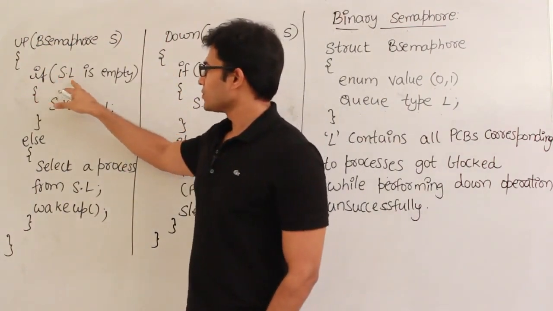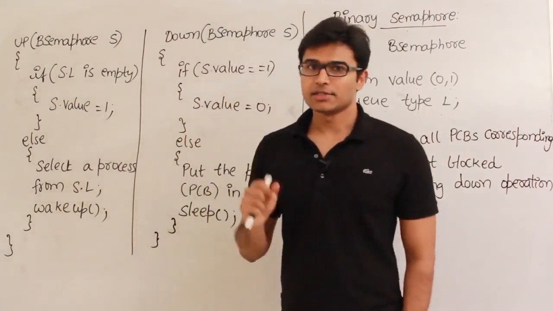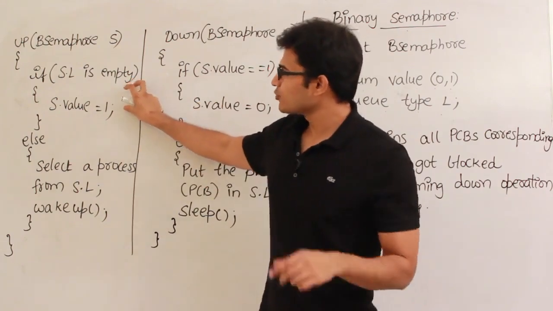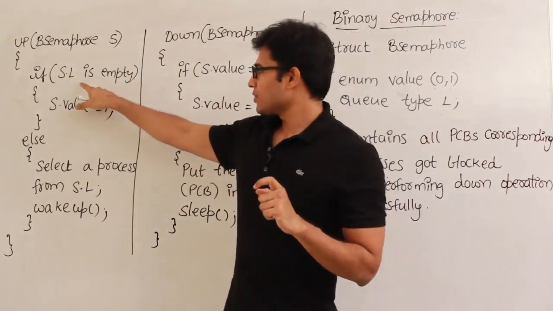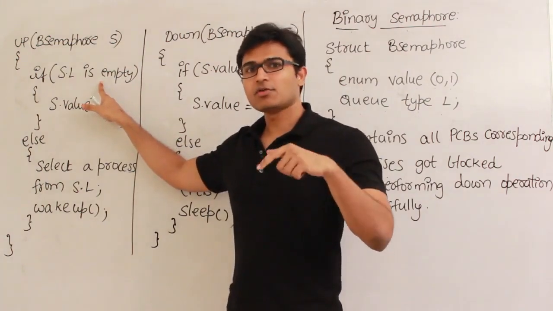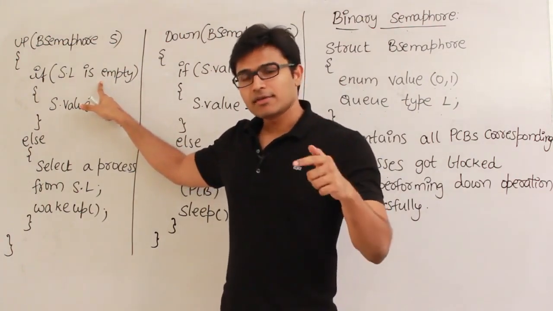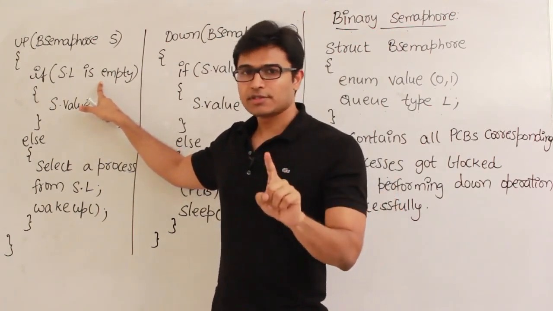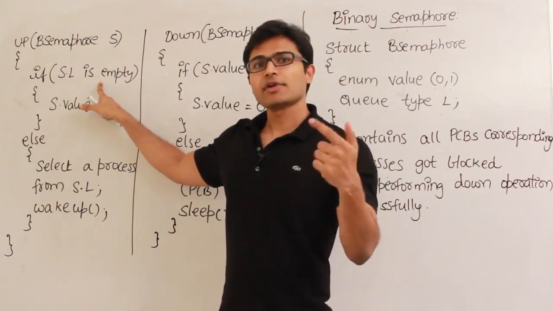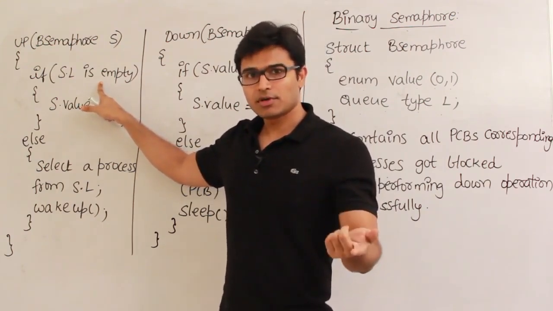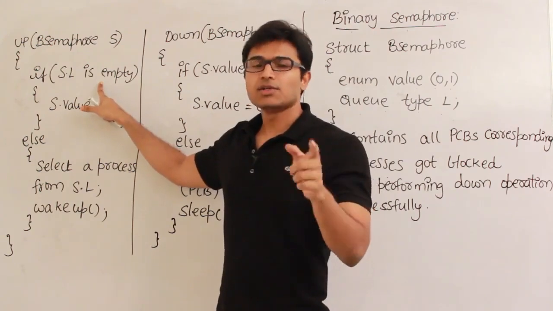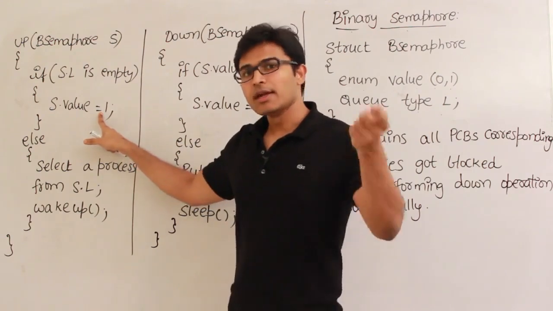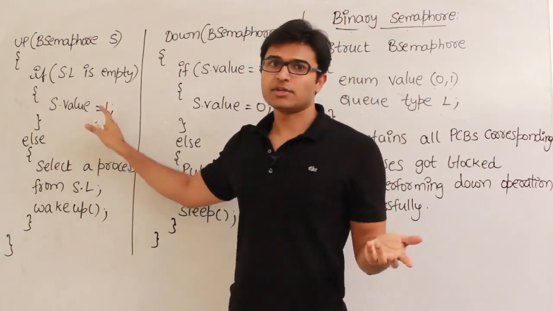Now watch it. If S dot L is empty, which means that list is empty, no one is waiting, then S dot value equal to 1. So it is simple and so precise that you just understand it. If S dot L equal to empty means now you are trying to come out of the critical section and there is no one who has tried after you to enter the critical section, which means you are the only process who has entered the critical section and now you are trying to come out. Therefore once you come out, no one wants to get into it, as well as no one is inside the critical section. Therefore you again put S dot value equal to 1, so that later if someone tries to get into the critical section, they will successfully get into it.